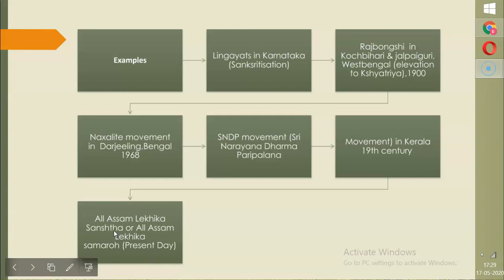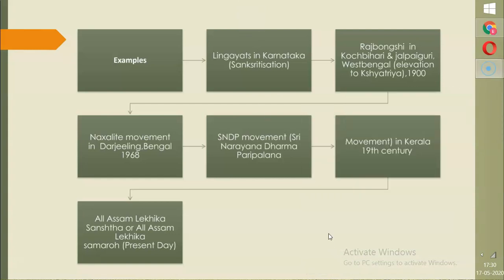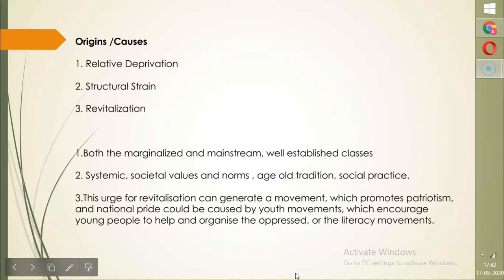And we have also All Assam Lekhika Sangstha or All Assam Lekhika Samaroh as another example. This movement exists today, and it was mainly waged against the supposed patriarchal domination of the Assam Sahitya Sabha. It was a parallel movement waged against the Assam Sahitya Sabha, and the main demand of this Sangstha is that they want an equal voice for women writers also. And according to them, their voice is denied at the platforms of the Assam Sahitya Sabha. So these are some examples of social movements. Now look at the origins or causes.